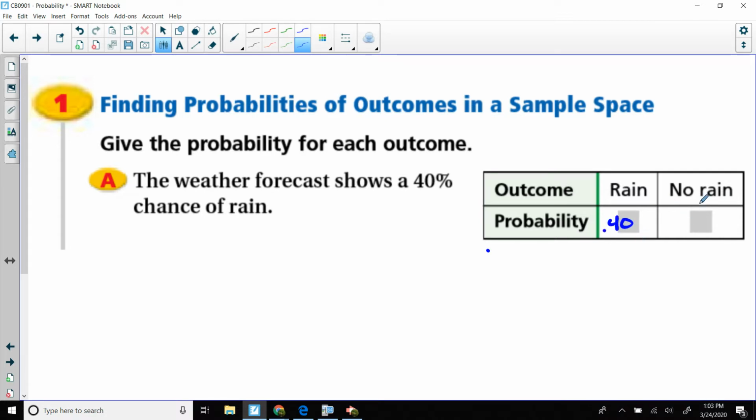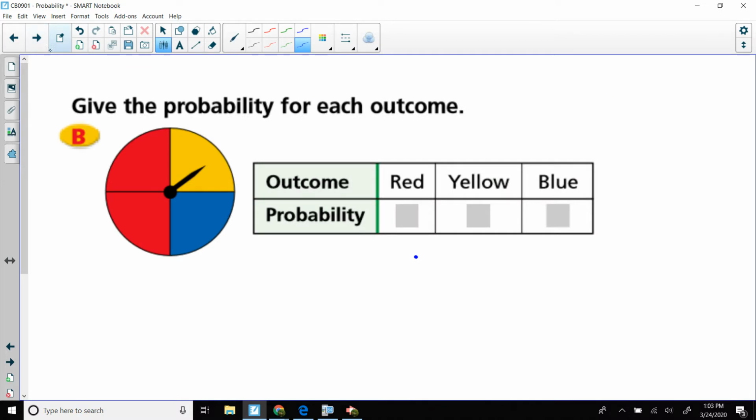Now they want to know what no rain would be. No rain would be 100% chance minus the 40% chance of having the rain, which would end up being the 60%. Again, I don't want percents as the answer, so we're going to type in 0.60. So rain would be 40%, no rain would be 60%. Simple stuff. We look at the next example.